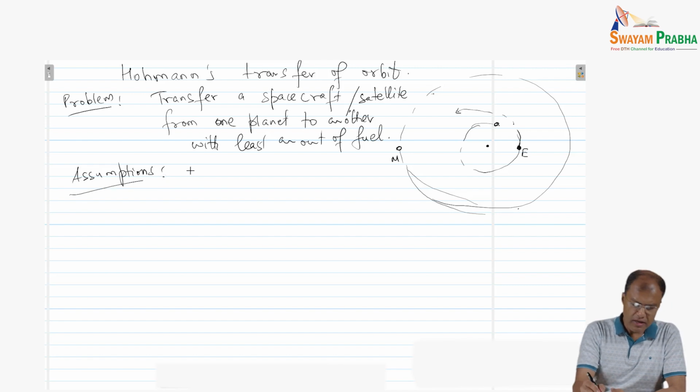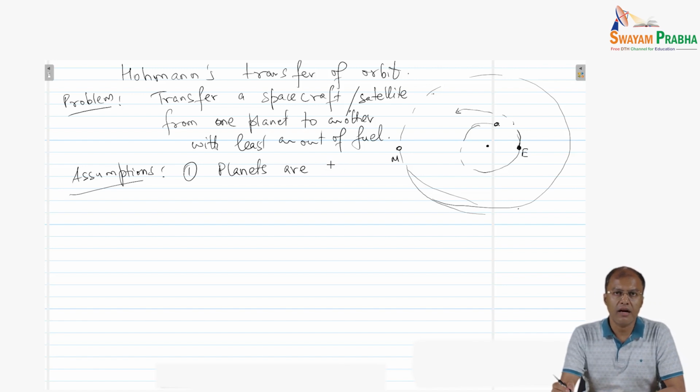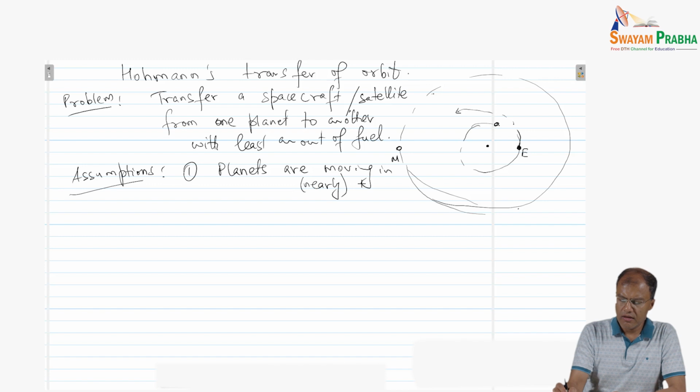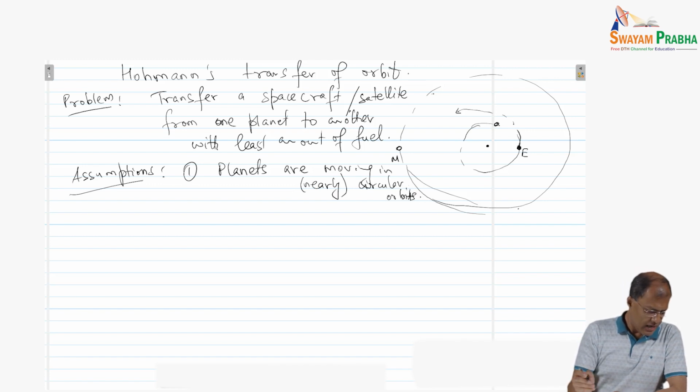The assumptions are that the planets are moving in circular orbits. Well, we just said a few minutes back that the planetary motion is in elliptical orbits. We are just negating our statement here. So we can just say that the planets are moving in, well, let me put this in brackets, nearly circular orbits. Okay.